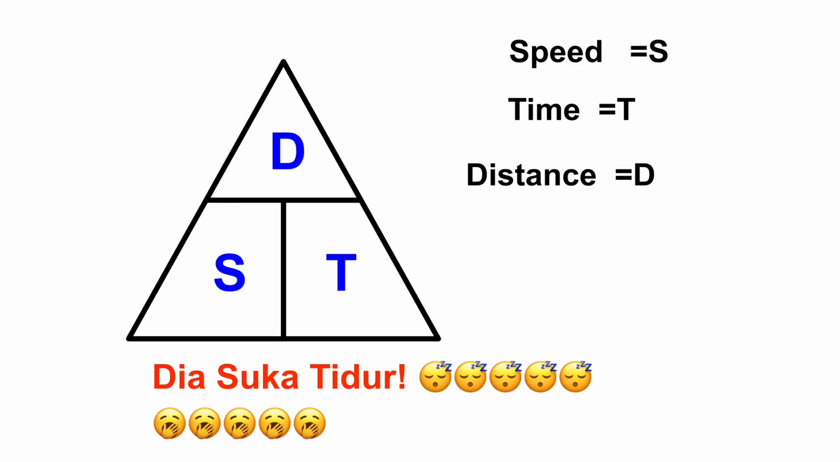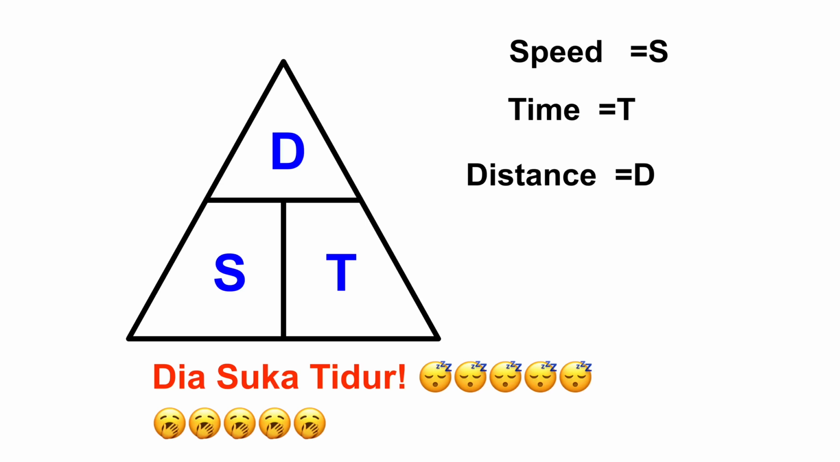So you have learned this triangle in your lower form, triangle DST. The D means distance, the S means speed, and the T means time. The triangle tells you how to recall the distance, time, and speed formulas, so there is a relationship between them.